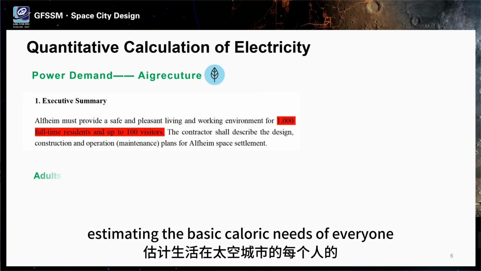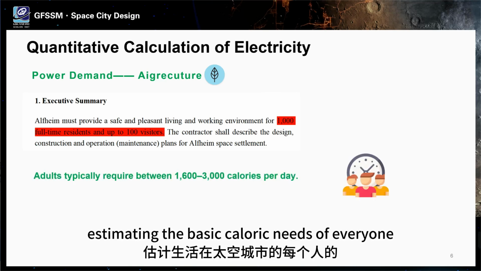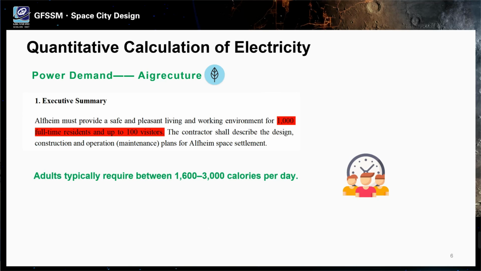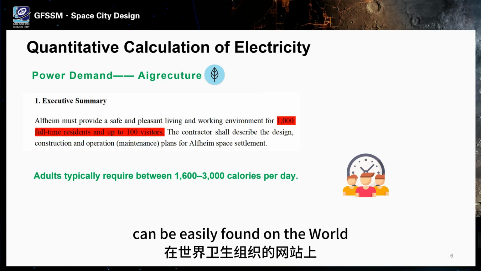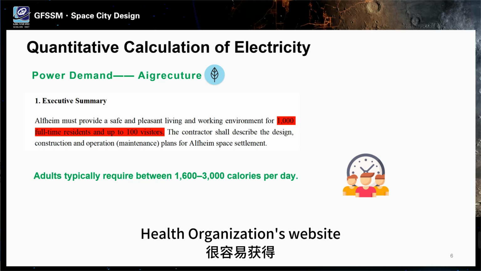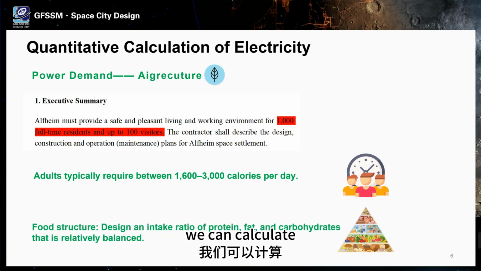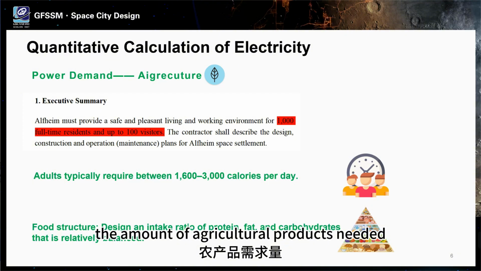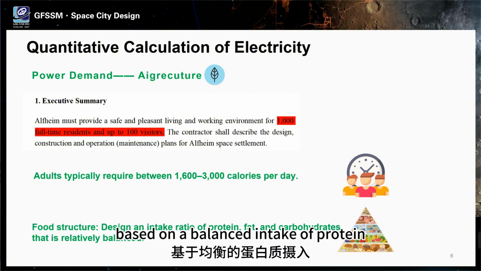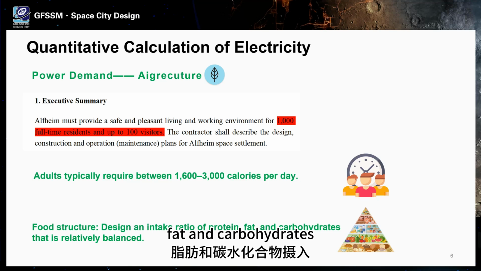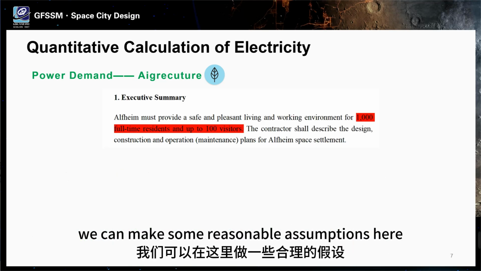We can start by estimating the basic caloric needs of everyone living in the space city. The daily calorie intake per person can be easily found on the World Health Organization's website. Once we know the total caloric requirement, we can calculate the amount of agricultural products needed based on a balanced intake of protein, fat, and carbohydrates. We can make some reasonable assumptions here.